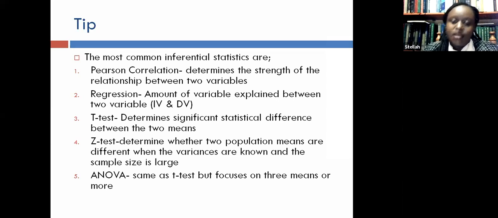We have the t-test, which shows the statistical difference between two means. The z-test focuses on a larger sample size as compared to the t-test, and ANOVA brings in three or more means as compared to the t-test. So my tip is this: when you're confused about which inferential statistic to use in your quantitative research, before you start running over other complex concepts, start from here. Then from here, you can tell yourself whether to move further or to stick there. These are the most used, and I can assure you that 99% of us are going to be using at least one of these inferential statistics in your quantitative research.